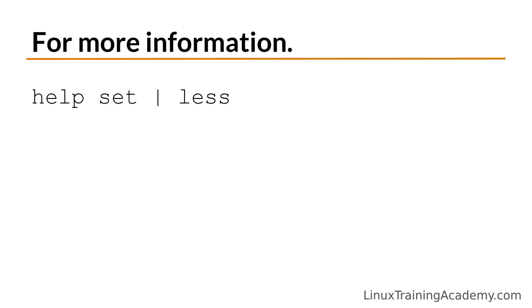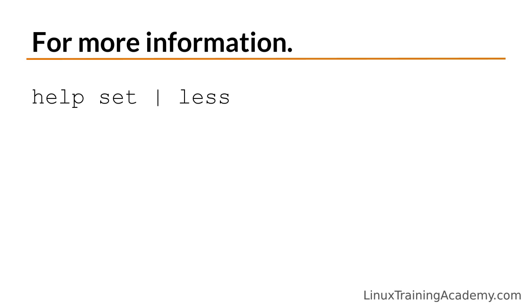From the command line using a bash shell, you can run help set. This will display information about the options we covered in this lesson, plus other options that are available. You might want to pipe this output to a pager like less so you can easily scroll through all the options and their descriptions.